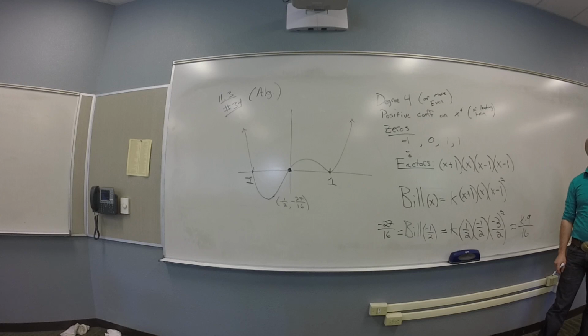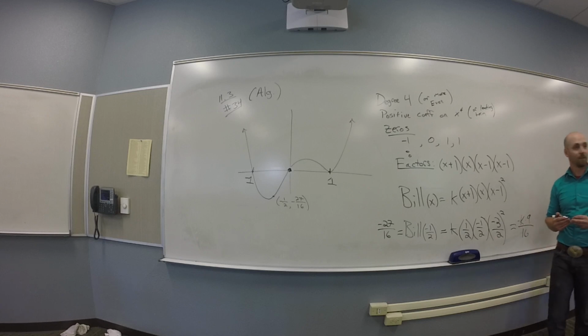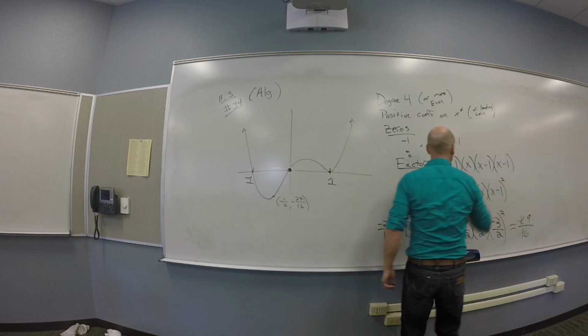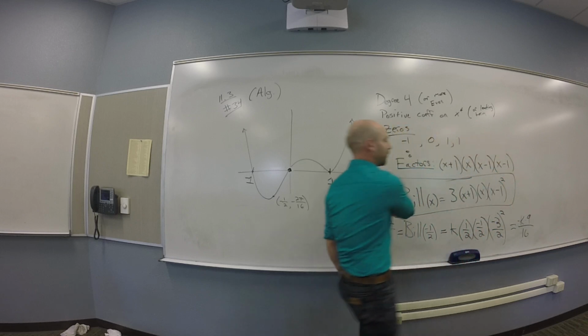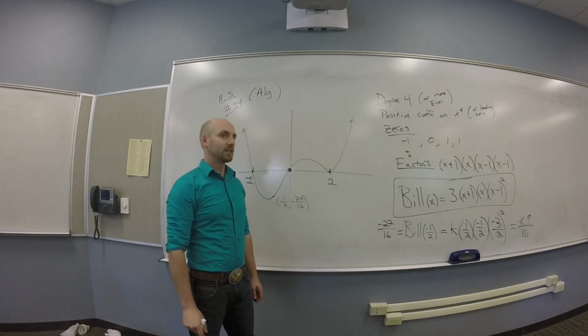What did you just screw up? Negative. So you got a negative k times 9. So you just need to multiply by 3. So k has to be 3. Nice. So you go back here and you put 3 in. And then there is in fact a formula for the function.